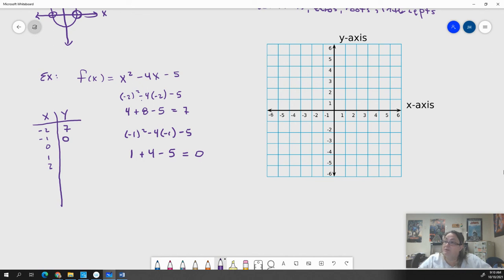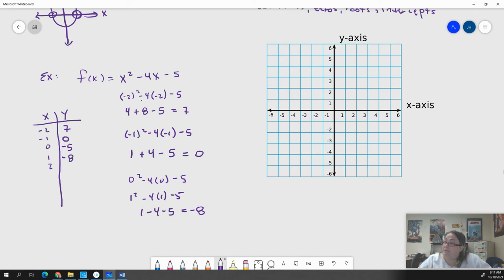Right? So my next one that I'm going to put in is 0. So that gives me 0 squared minus 4 times 0 minus 5. Well, these are just 0. And so I know I'm left with negative 5. 1 squared minus 4 times 1 minus 5 gives me 1 minus 4 minus 5, right, which gives me negative 8.